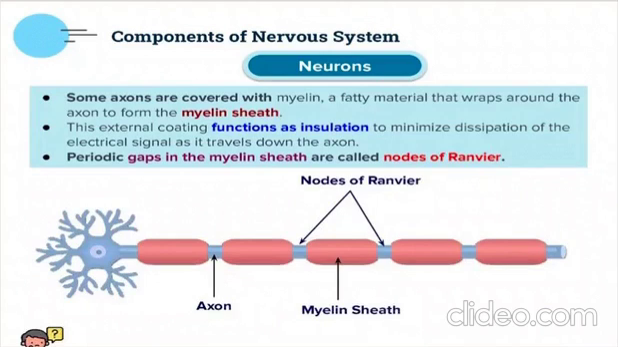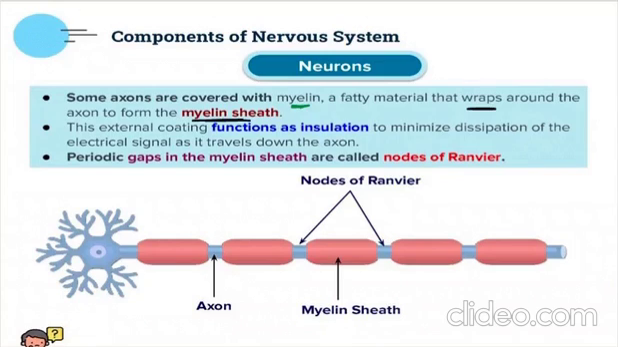Some of the axons, it's not like every axon, but some of the neurons, are covered with myelin. What is myelin? It's a fatty material that wraps around the axon and makes a myelin sheath. So these sheaths are made up of myelin, a fatty material made up of adipose.